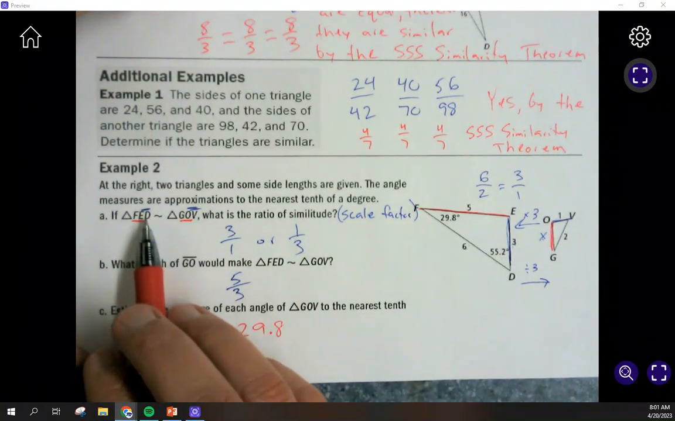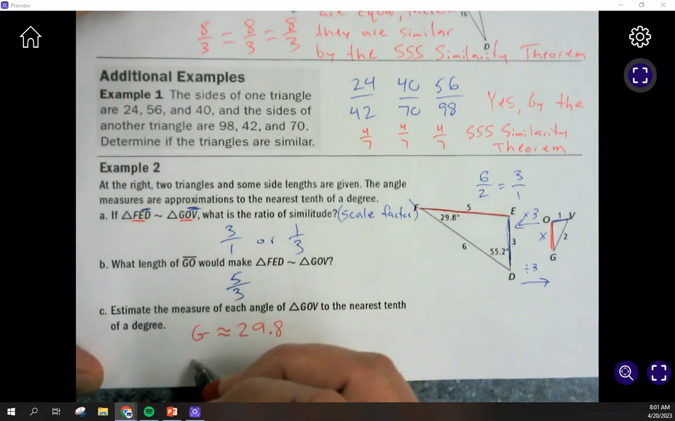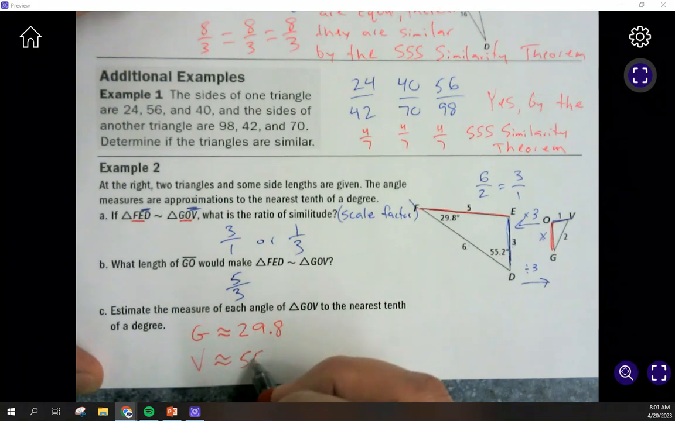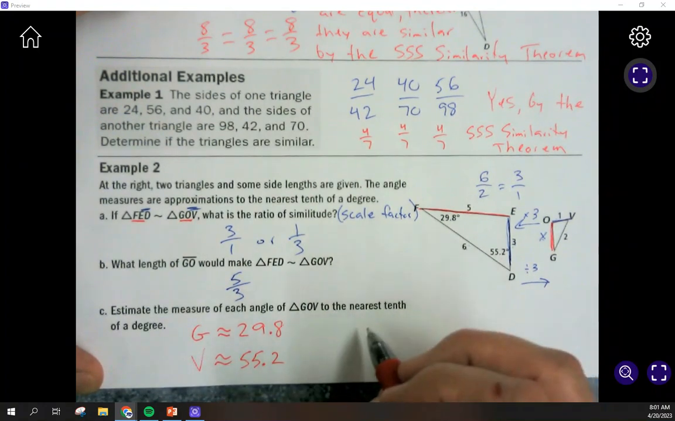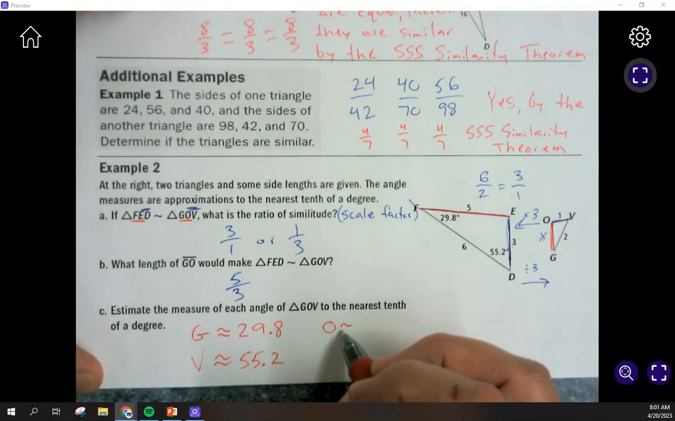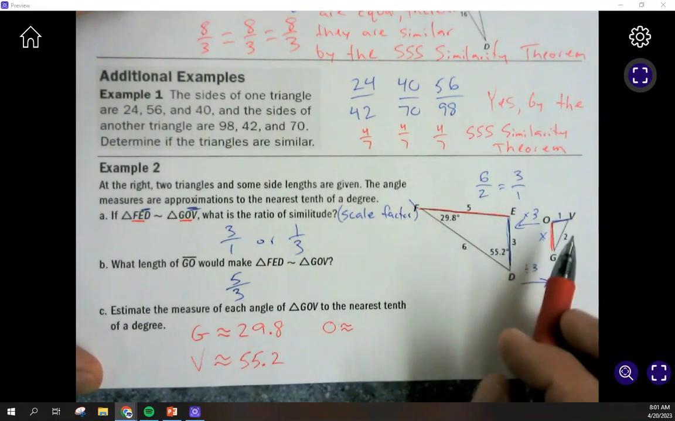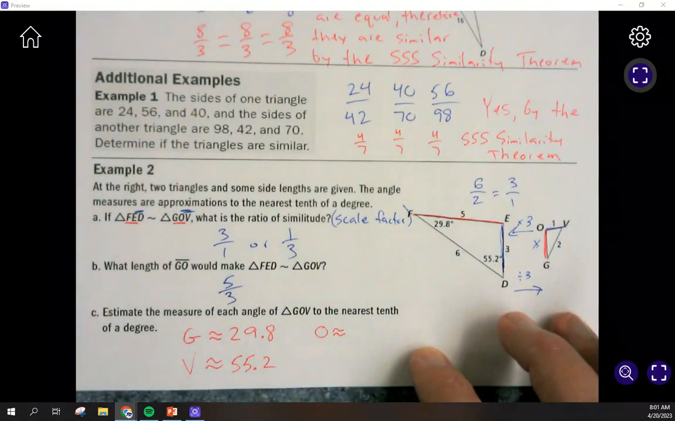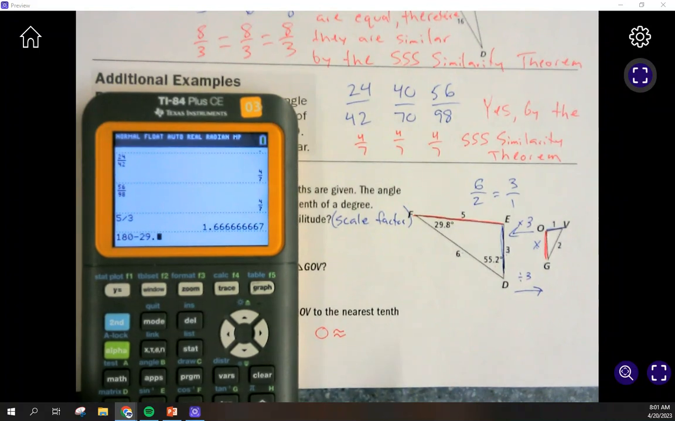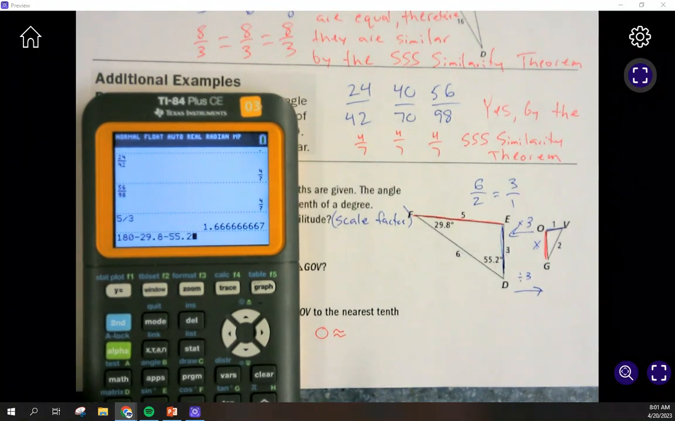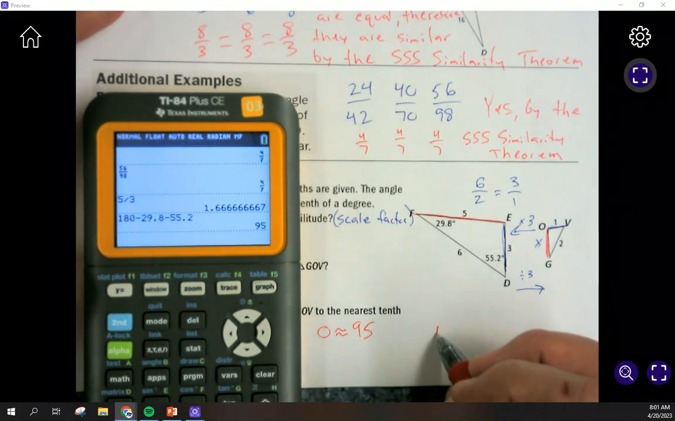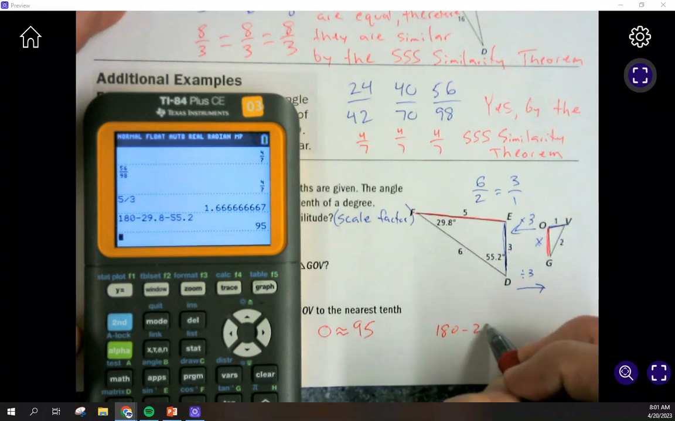I have D. D is in the last position. It's going to match V. So V is going to be the same number, so approximately 55.2. And then if I want to find my other one here, that would be O. That's going to match E, which I don't have, but I have 2 out of 3 measures of a triangle. So I'm going to do 180 minus those, 29.8 minus 55.2. All right, and it's approximately 95. You might want to write that down so you know what you did.